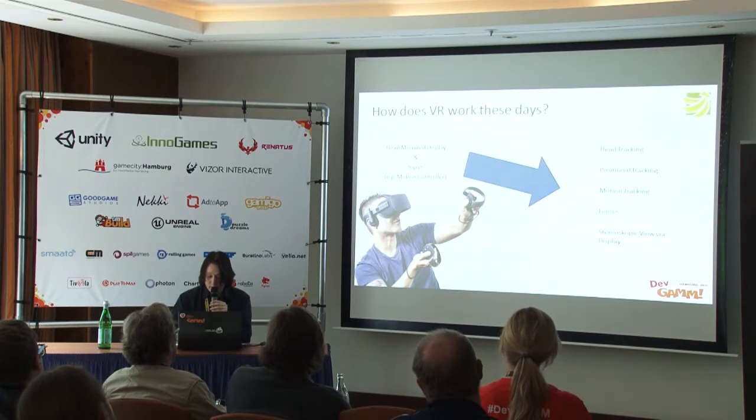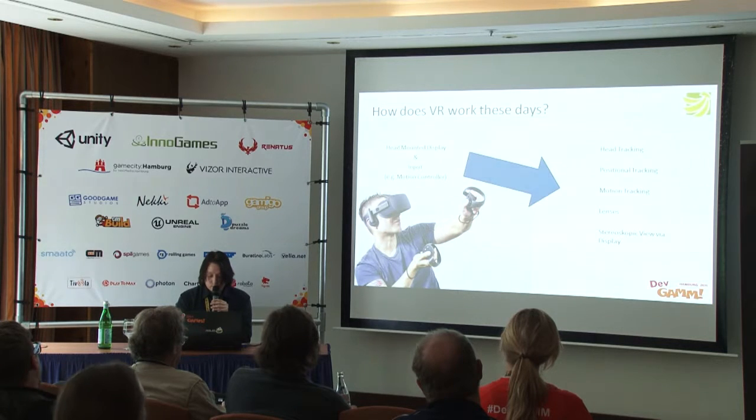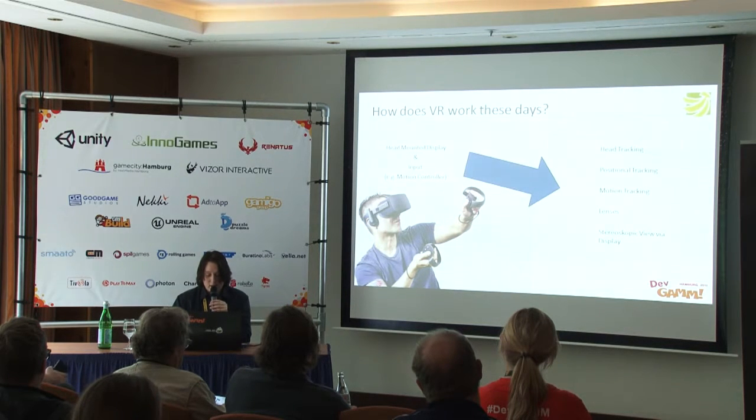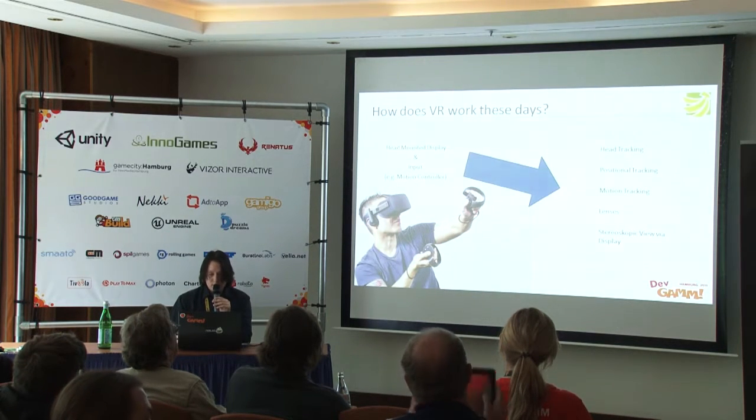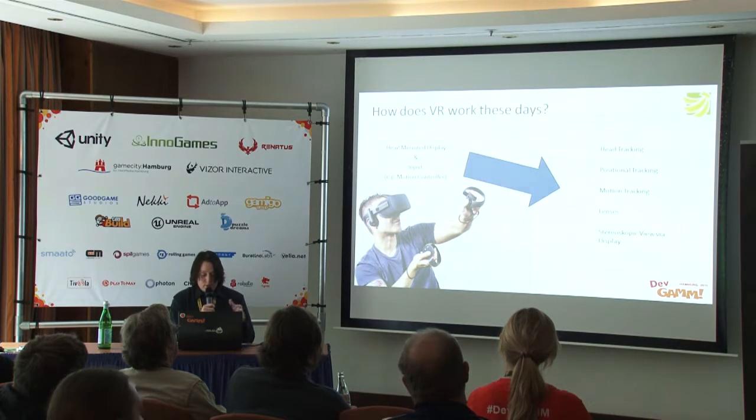How does virtual reality work these days? Normally, most commonly the user has a head-mounted display, like an Oculus Rift, for example, and input. In this example I chose the motion controller of Oculus, or the Oculus Touch. And the head-mounted display consists of a smartphone display and lenses which are in front of the display. When looking through the lenses, the display fills a big part of the field of view.